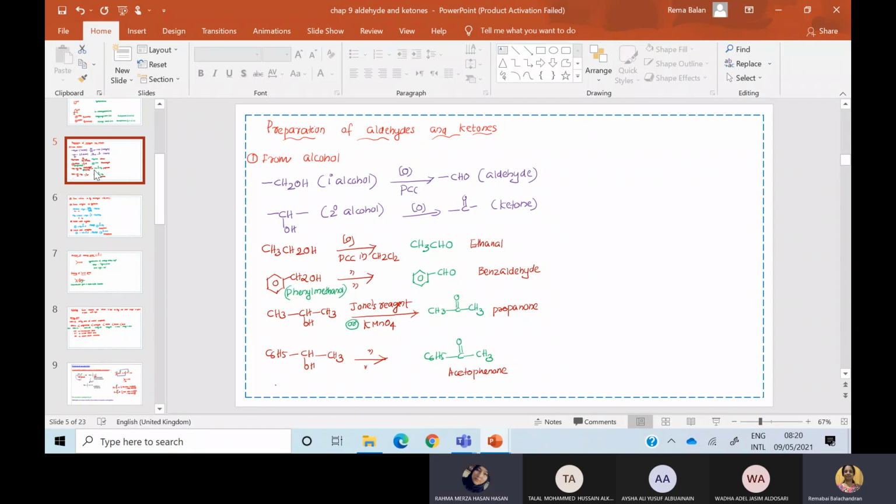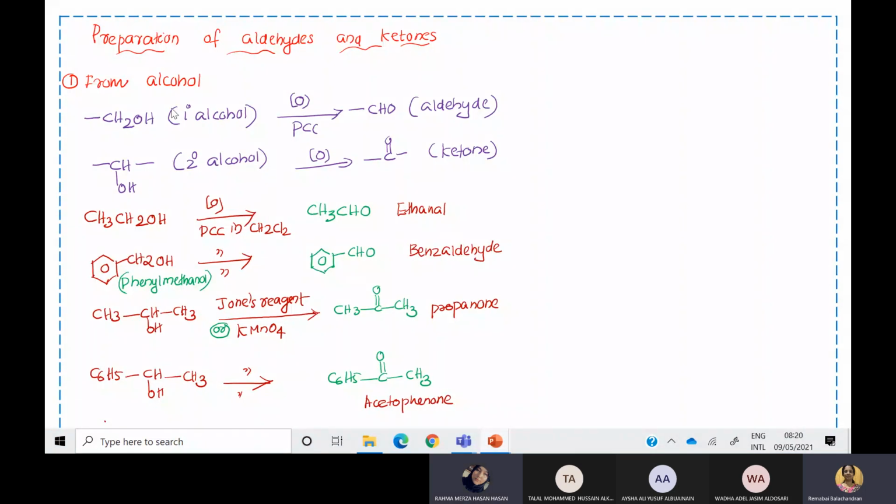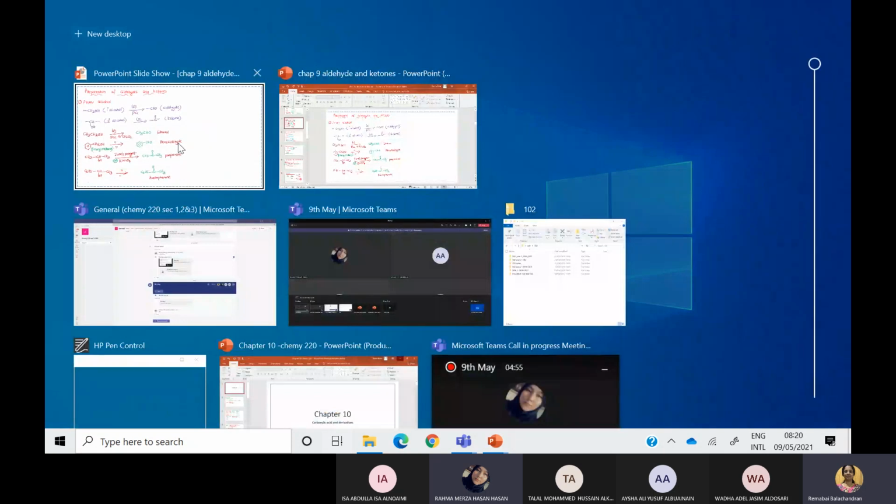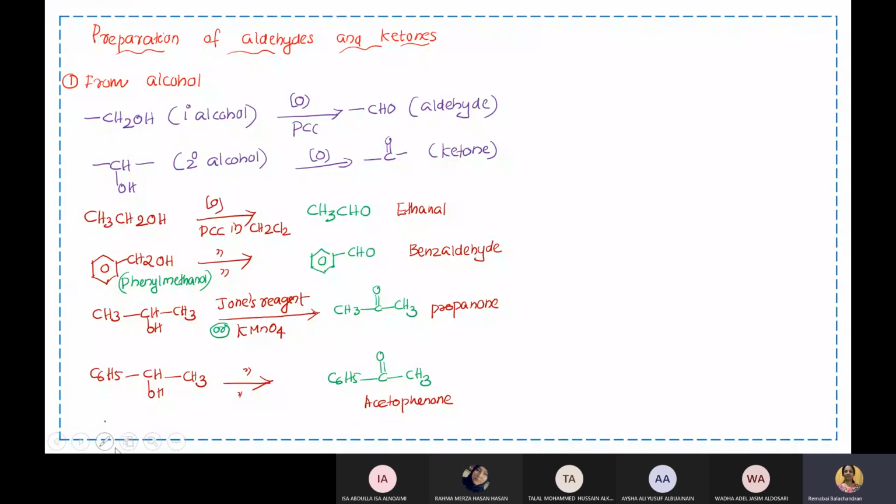Yes, doctor. Preparation of aldehydes and ketones. You can see, right? These we already finished. I hope you remember from the previous lesson on alcohols, where I explained all these things. No, doctor, this one I didn't take. No, we did this in the alcohols lesson, not in this lesson. Okay, alcohol lesson, I explained all this.